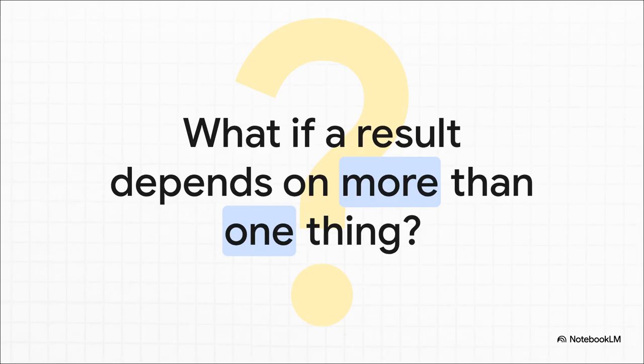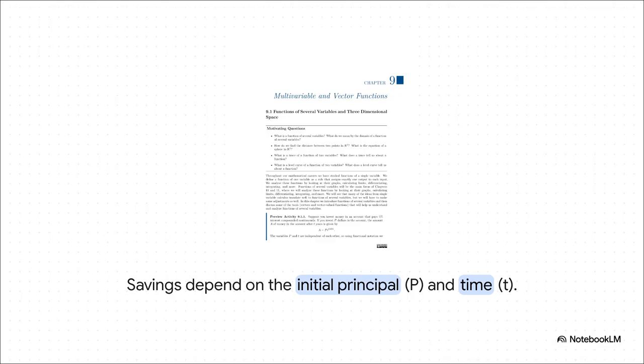Because let's be honest, almost nothing in the real world depends on just one thing. The weather, the stock market, even the flight of a baseball. There are so many factors at play. Here's a perfect example. A savings account. How much money you end up with depends on 2 things, right? How much you put in to start, that's the principal, and how long you leave it in there, that's the time. Suddenly you have 2 inputs determining one single output.